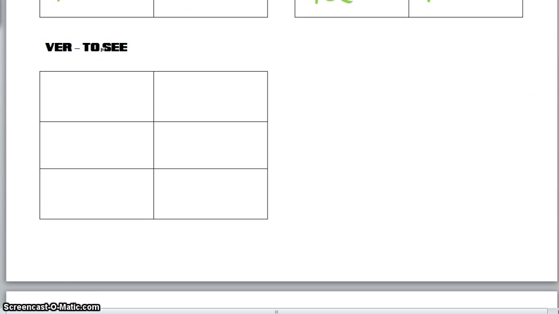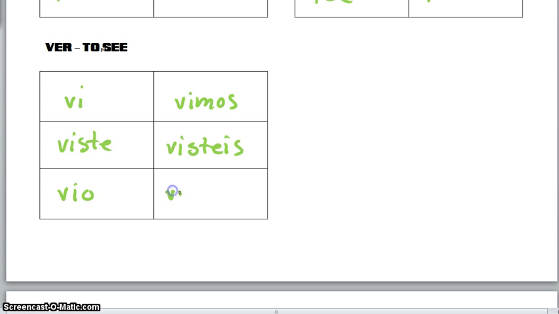The last verb is ver, which means to see. Yo form is vi, tú viste, él, ella y usted vio, nosotros vimos, vosotros visteis, ellos, ellas y ustedes vieron. Now, since we're wrapping up the note-taking session, you should notice that none of these conjugations have accents. So they're conjugated completely different from what we took notes on as far as the AR verbs are concerned, but they also don't have any accents.